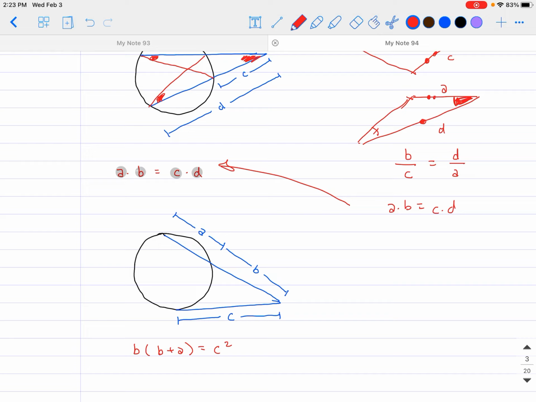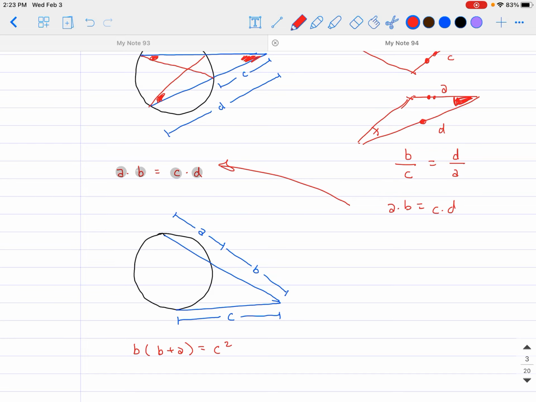So in this scenario, the proof is that I want to show that for the chord and also the secant that contains the chord, if you take the product between the secant and also the segment that's outside of the chord, those two are going to be equal to C squared, where C is referring to the tangent. So that means that C is basically a geometric mean.